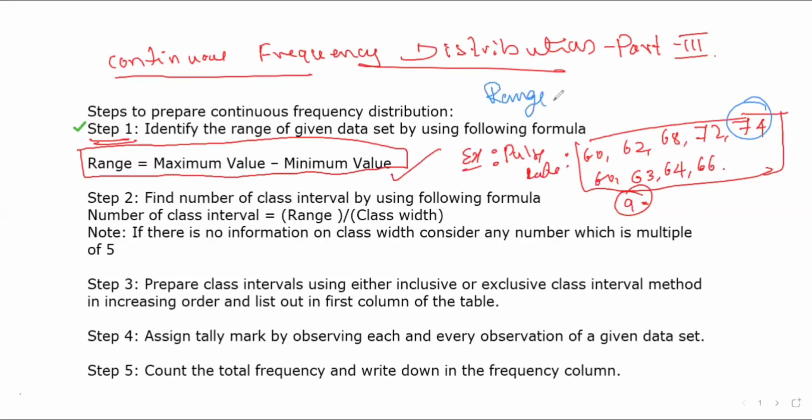So range equals maximum value, which is 74, minus minimum value, which is 60. So what is the range? Range is 14, right? Minimum value is 60 and maximum value is 74, so maximum minus minimum is 14. In this way, we can identify the range of the given data set. Why do we need the range? We are going to discuss that in step number 2. Is it clear?